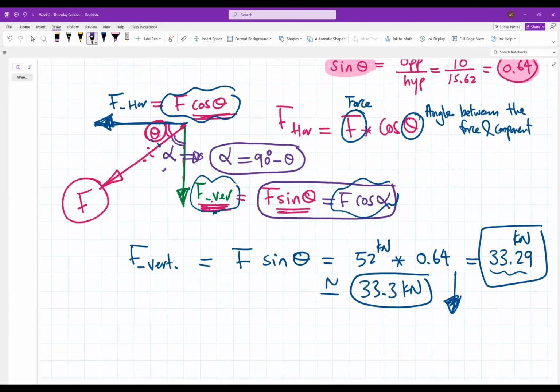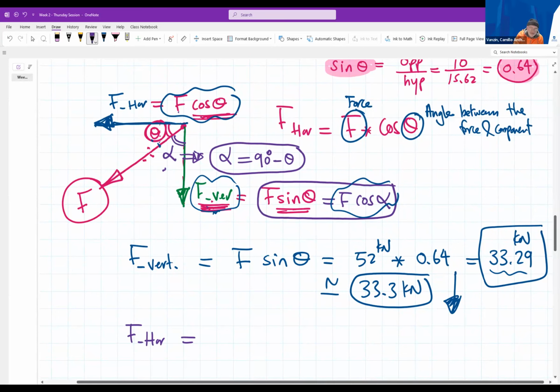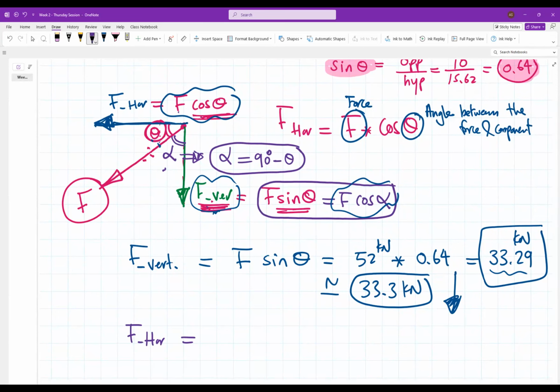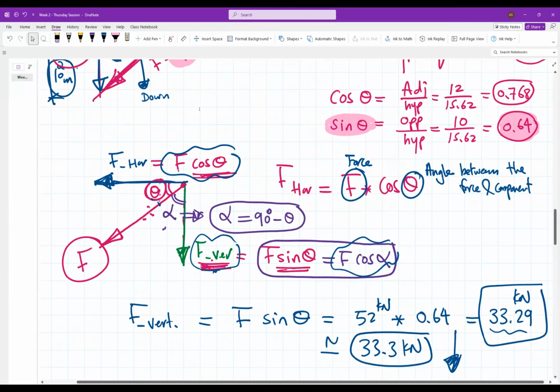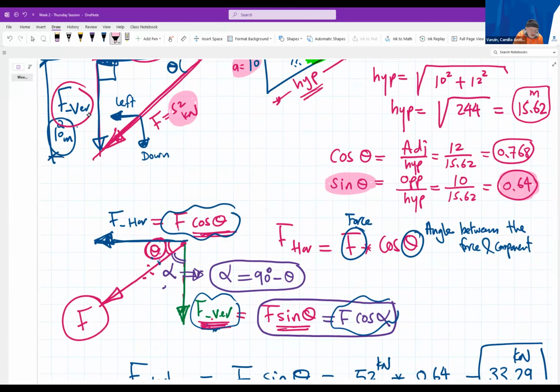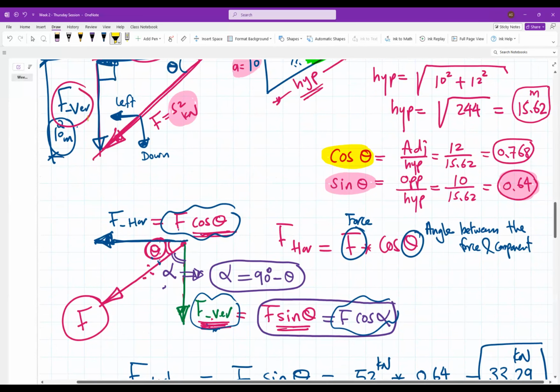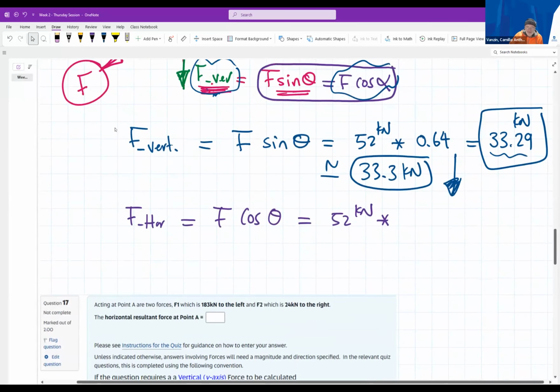So if I ask you, how much is the horizontal component? The horizontal component is F times cosine theta, because theta is the nearest angle to the horizontal component. So it becomes F cosine theta. So it becomes 52 kilonewton times cosine theta. How much is cosine theta from our first calculation? Cosine theta is 0.768. So 52 times cosine theta, which is 0.768.